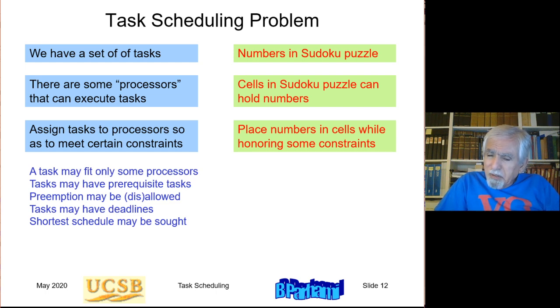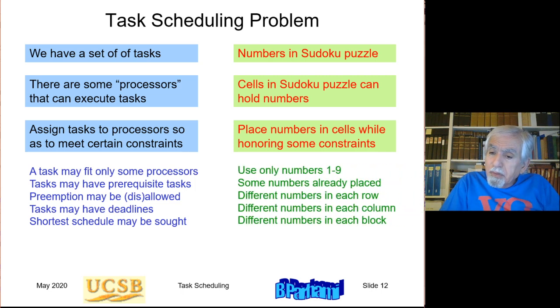Tasks may have deadlines. They may have to be finished by a certain clock time. Those deadlines are given to us, and then we have to schedule them to make sure that the deadlines are met. And then we may seek the shortest schedule. In other words, to be able to finish all tasks in the shortest possible time. And in Sudoku, we have to use only numbers 1 through 9. Some numbers are already placed, so those are the constraints basically that are already given to us. Those numbers must go into those cells.